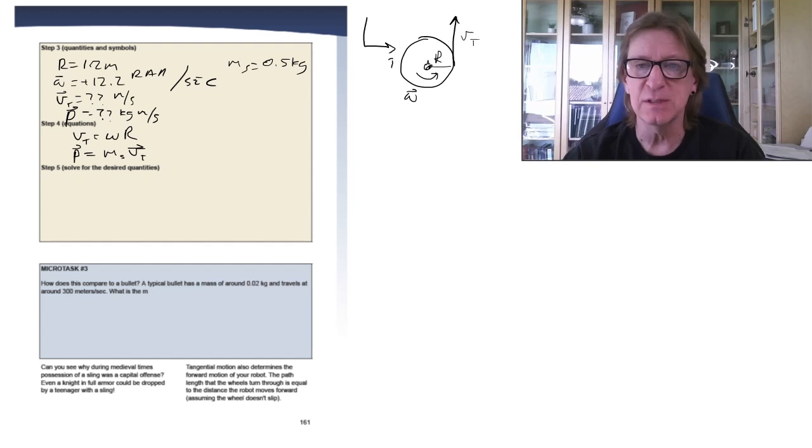I'm going to say that this is the I hat direction and this is the J hat direction, because I just want my J hat to align with the direction that my stone is moving. You could absolutely do it in the I hat. You could do it in whatever direction you want.